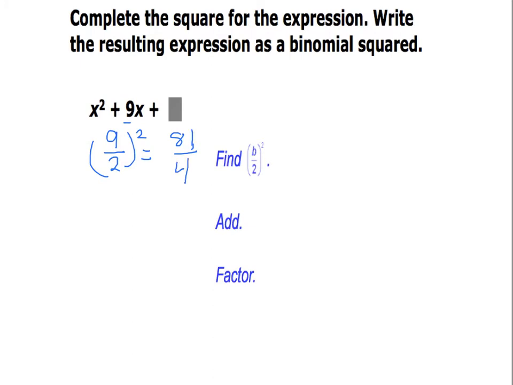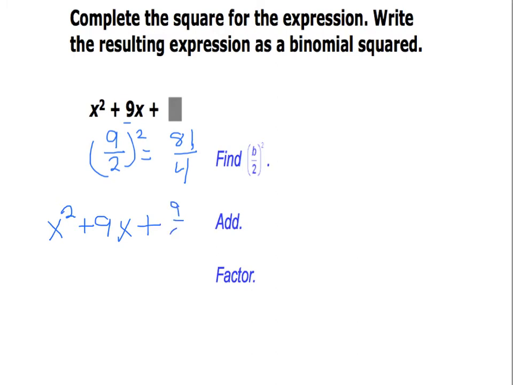Oh, so sometimes when you're doing these perfect square trinomials, or you're creating a perfect square trinomial, it isn't always nice round integer answers. Sometimes we have fractional answers. Okay, so what's that going to look like? Well, let's see. It's going to be x squared plus 9x plus 81 over 4.